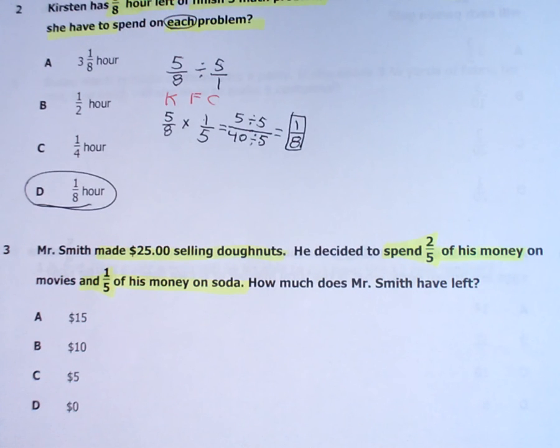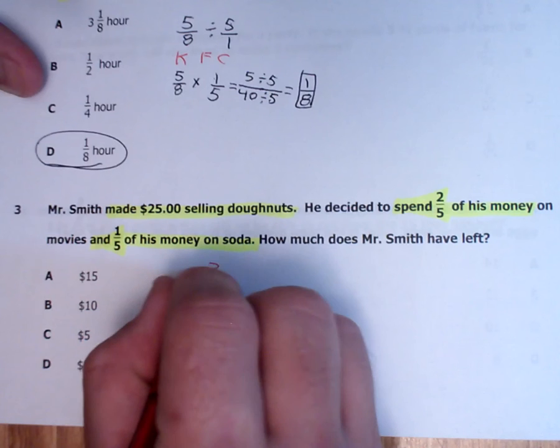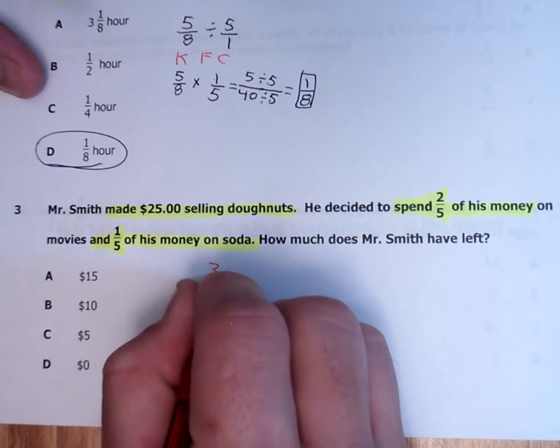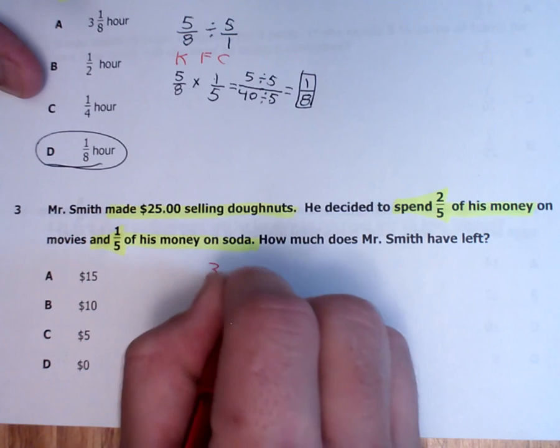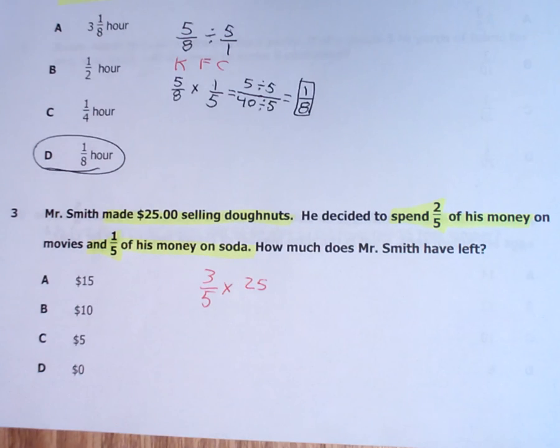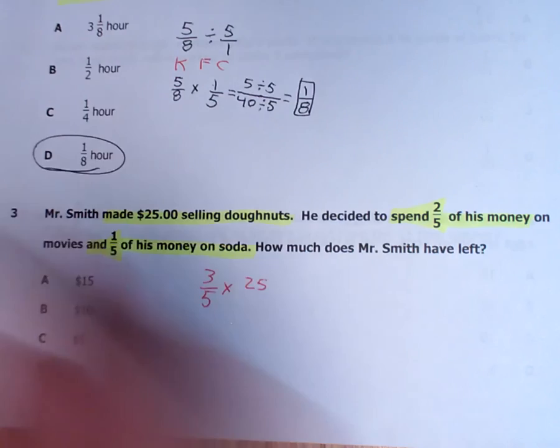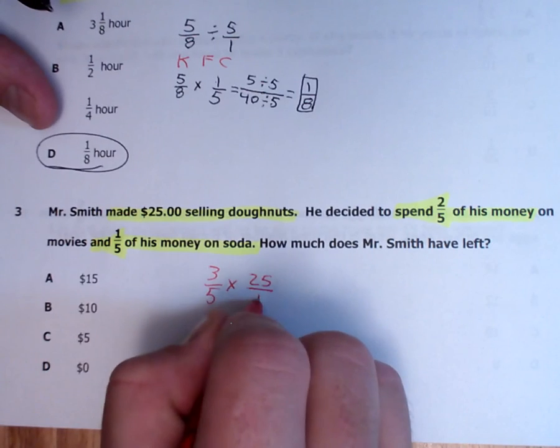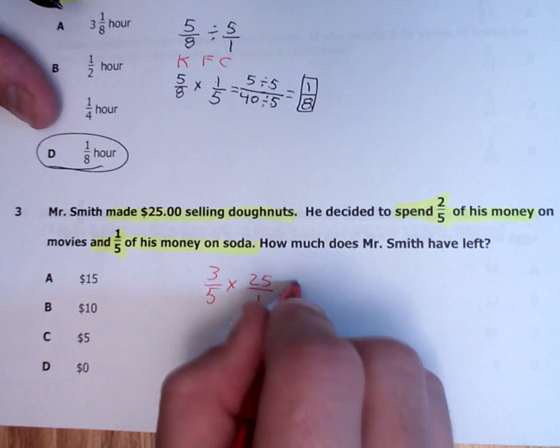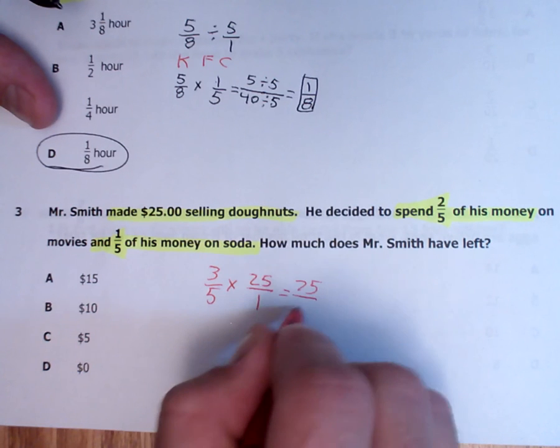And so how much does he have left? All right, well, we'll figure that out in a minute. First of all, we know he spent 3/5 of his money. So let's find out what 3/5 of, multiply, his money, $25. 3/5 of 25. He spent 2/5, he spent 1/5. So we're doing like we did earlier, and we add them together, and we're going to subtract from the main number instead of subtracting twice. All right. Whole number, get rid of it. Put a 1 under it. 3 times 25 is 75. 5 times 1 is 5.